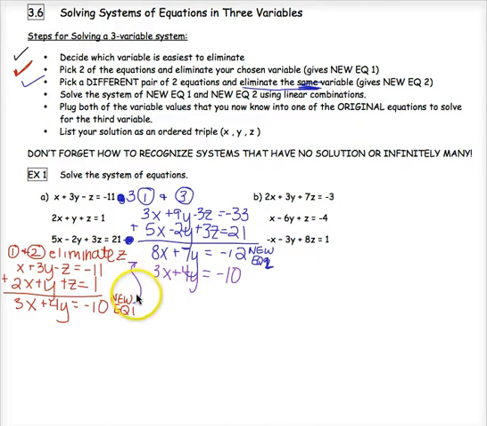I'm going to go ahead and eliminate the x's. It doesn't really matter which. So I'm going to multiply this top equation by 3. If I do that, that's going to give me 24x. So that means down here I need to get negative 24x, which means I'm going to need to multiply this bottom by negative 8.